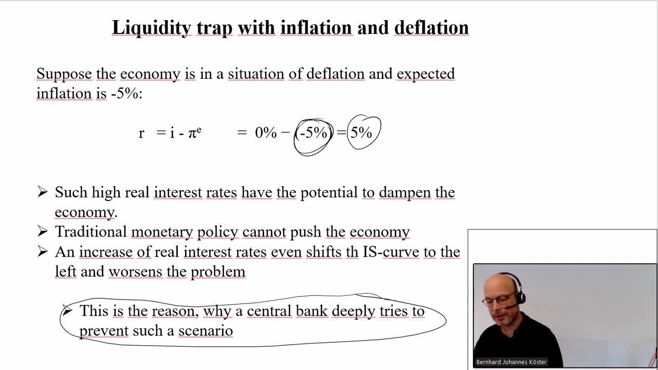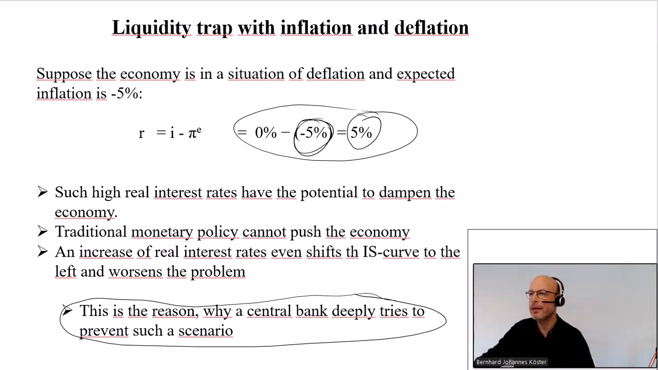And of course, such a scenario is quite relevant, especially when we are looking at the fourth largest economy in the world, measured by nominal GDP, because Japan has been in such a situation for the last 30 years. And this is still a serious problem for this economy.